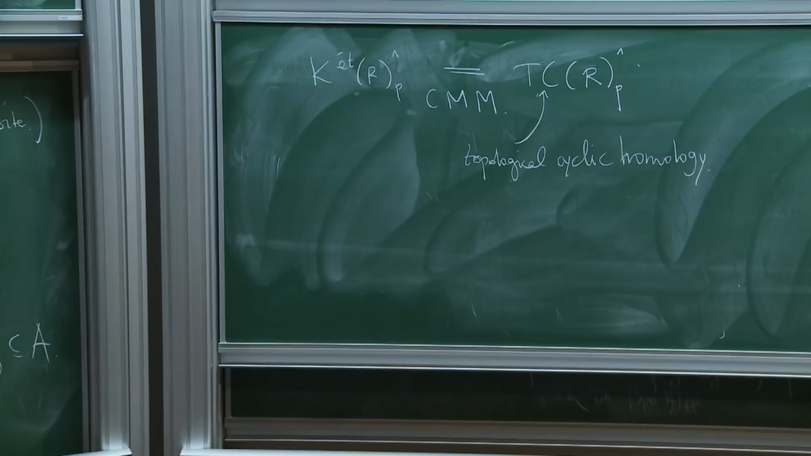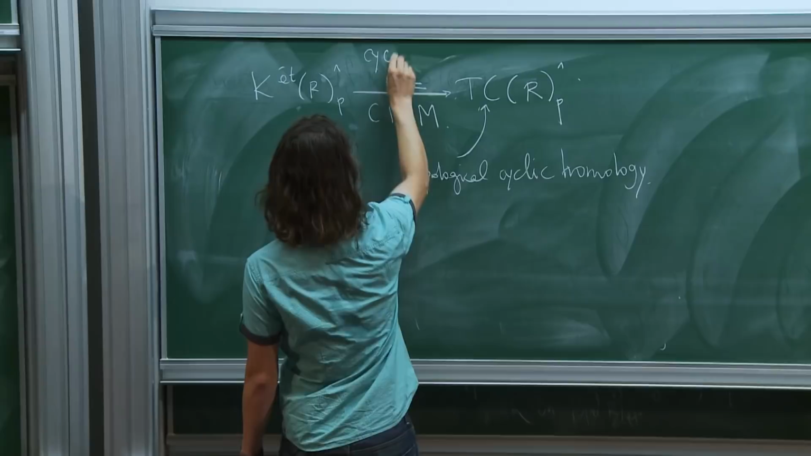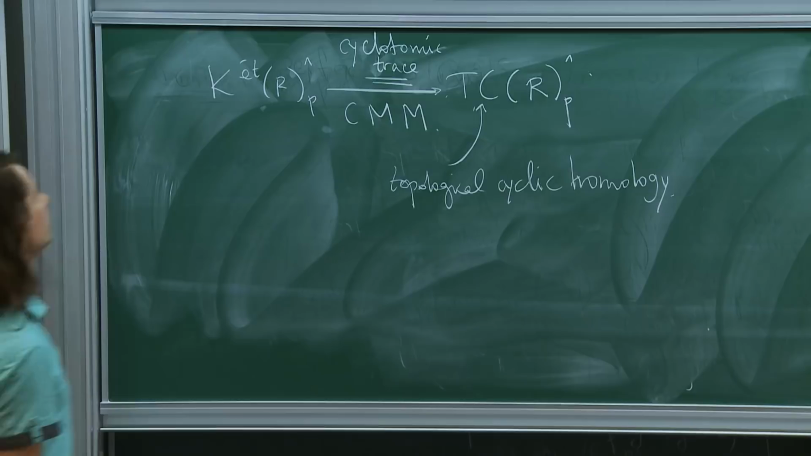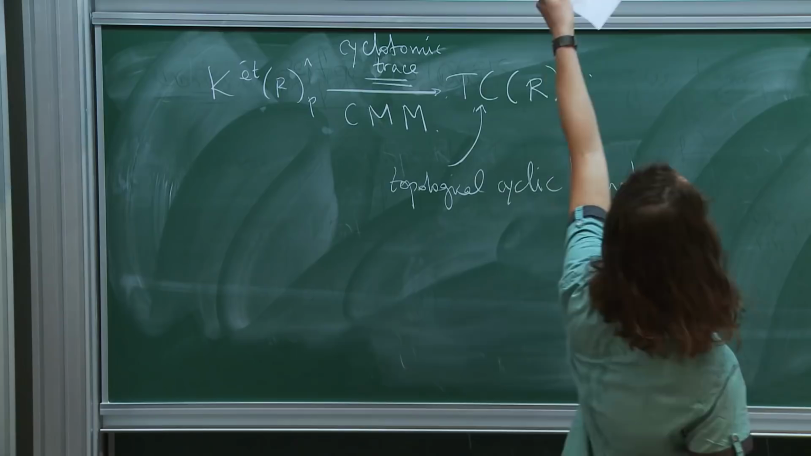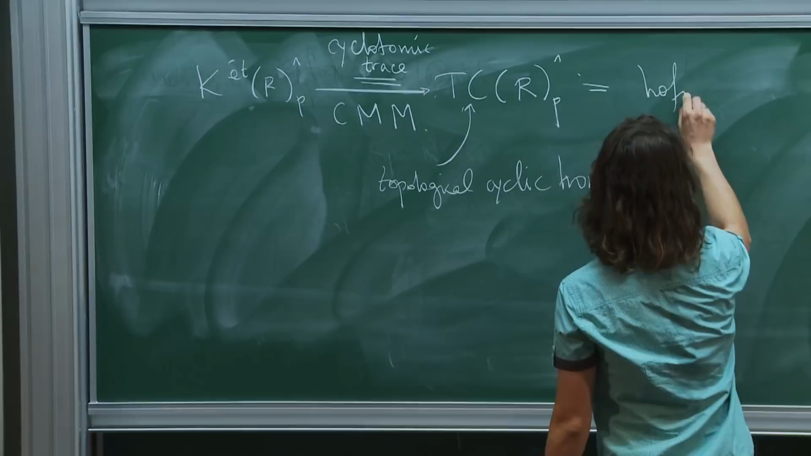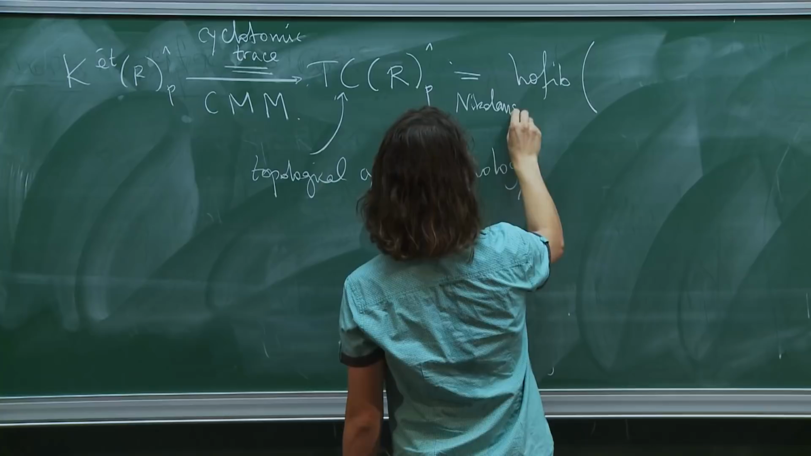It has long been known in algebraic topology that there is a certain map called the cyclotomic trace. And this turns out to be an isomorphism here. Then what we do in this BMS2 paper is analyze this topological cyclic homology and show that it admits this description in terms of these complexes. So this is actually the homotopy fiber. This is a paper of Nikolaus and myself.